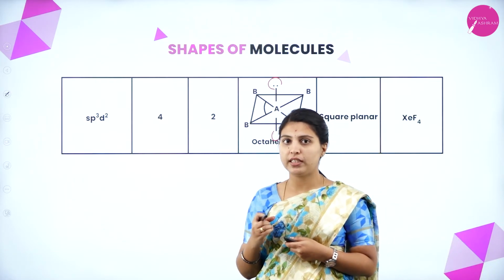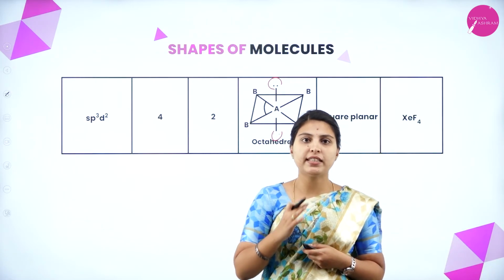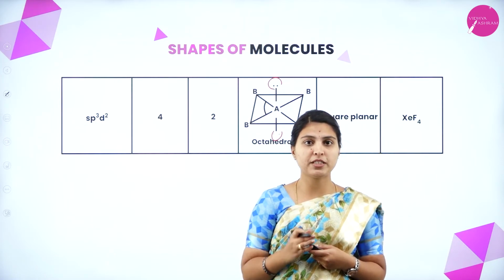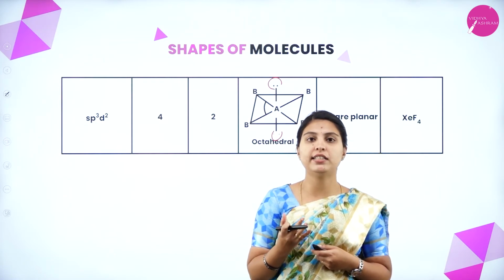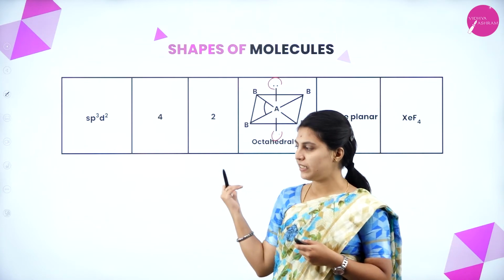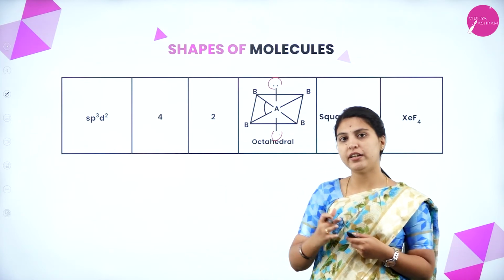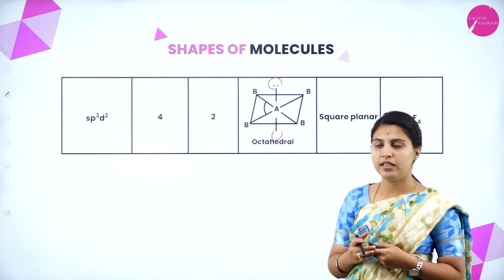We have understood that if only bond pairs are present, the regular geometry will form. If there is a presence of lone pair, it will get a distorted shape. By seeing this table, the distorted shape and the regular geometry, we can understand.